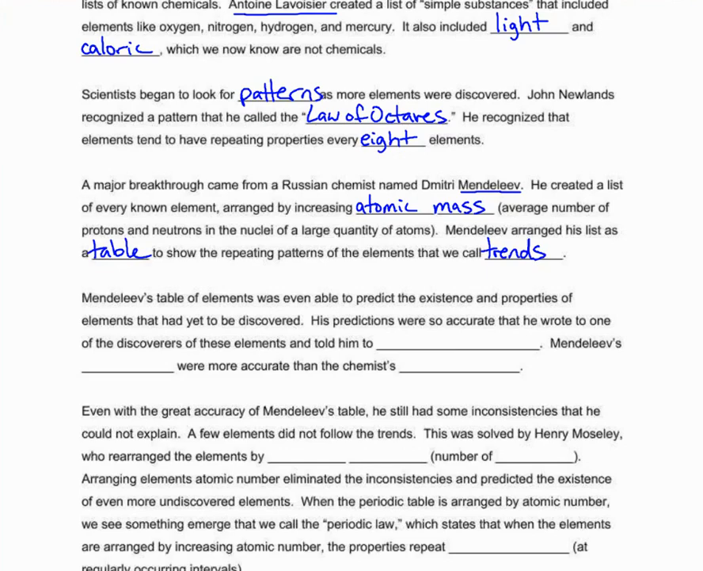Mendeleev's table of elements was even able to predict the existence and the properties of elements that had yet to be discovered. His predictions were so accurate that he wrote to one of the discoverers of these elements, told him to recheck his data. Recheck your data. Mendeleev's predictions, as it turned out, were more accurate than this chemist's measurements.